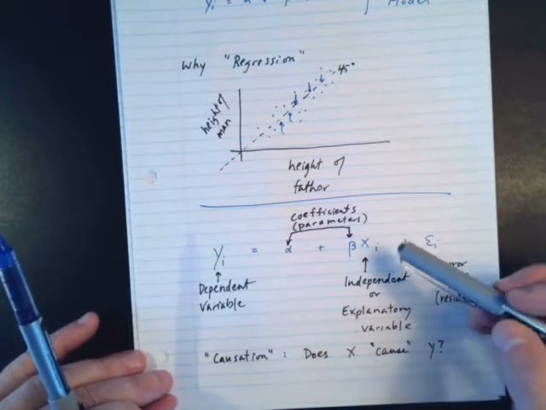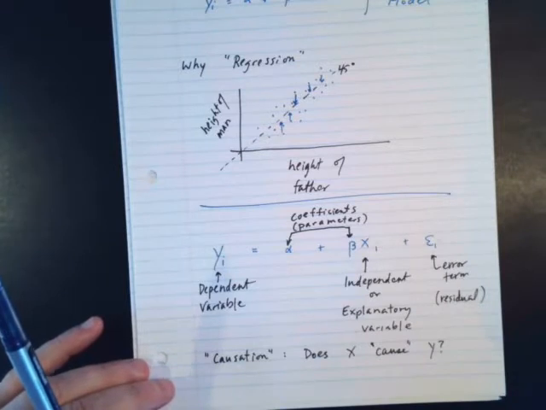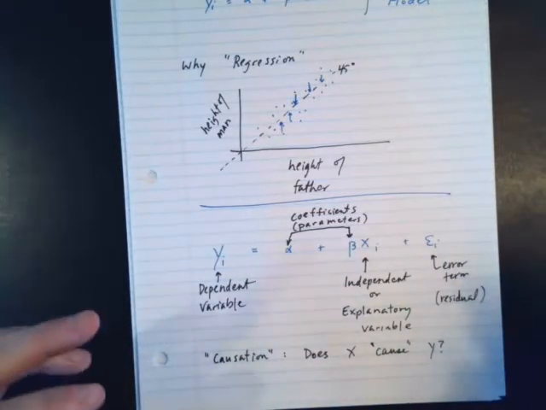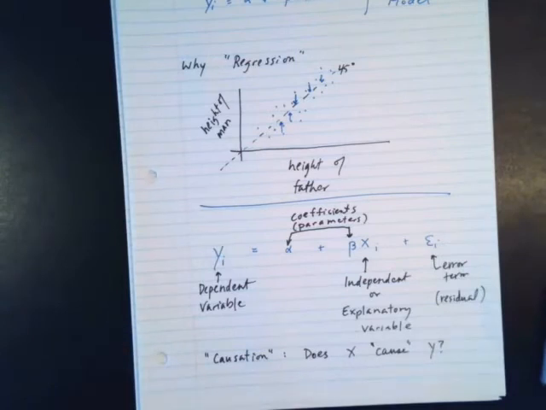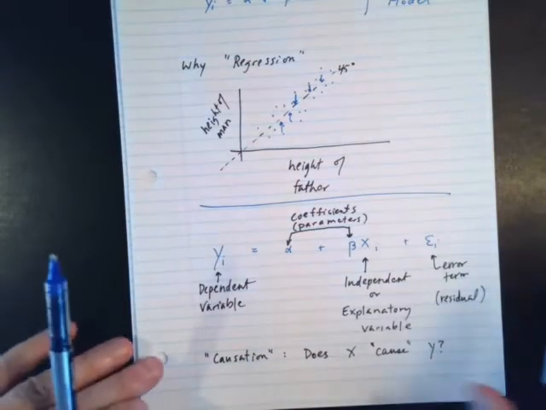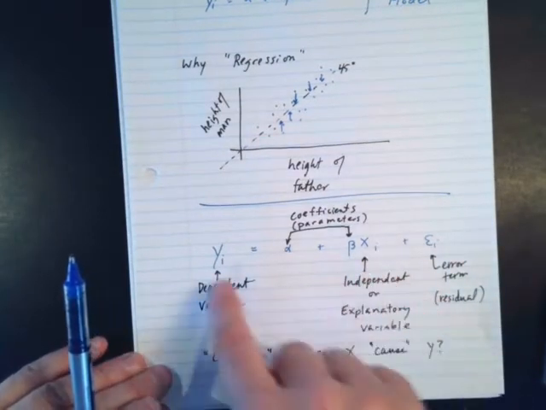But that doesn't mean we've proven that X causes Y. Causation has to be established with a different type of argument that really comes from outside the model. So there needs to be some kind of theory that explains or says X causes Y.